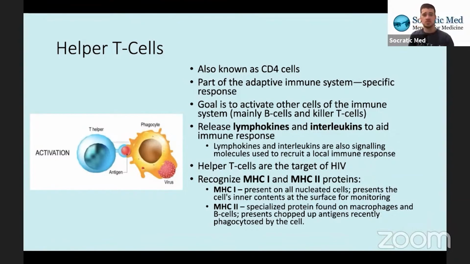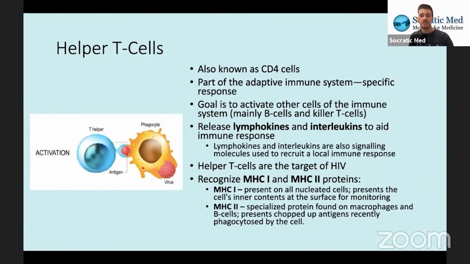Helper T cells are super important. They are also sort of like a surveillance system. Their goal is to activate other cells of the immune system. They're very good at finding foreign invaders, and when they find foreign invaders, they alert B cells and T cells. They release lymphokines and interleukins to aid in the immune response. They're cytokines.